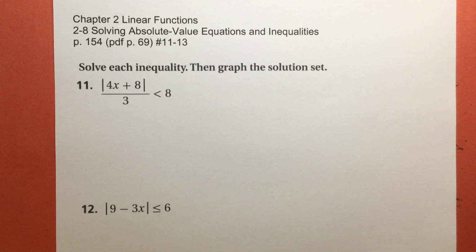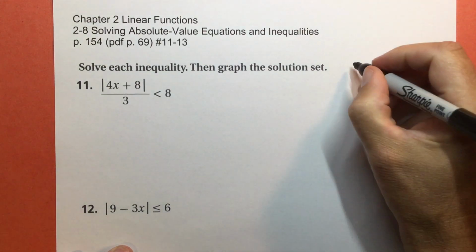Hello, we're doing Chapter 2, Section 8, Solving Absolute Value Equations and Inequalities. I'm doing page 154, problems 11, 12, and 13. In the last problem set, the last video, we had disjunctions.